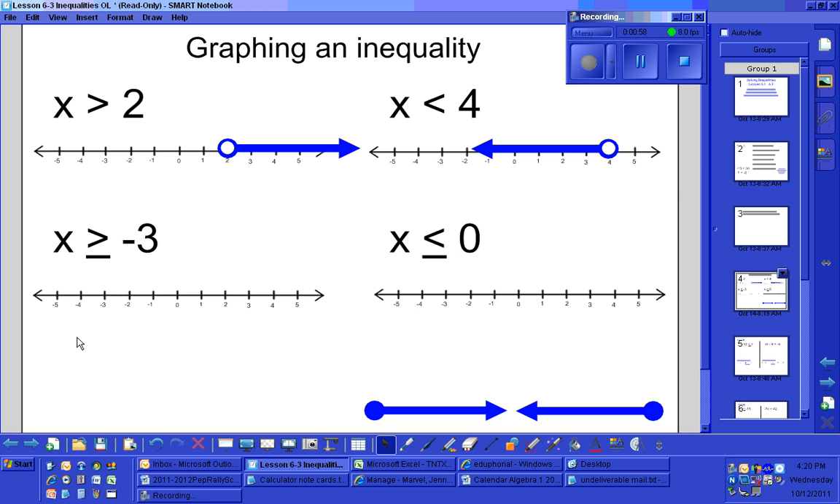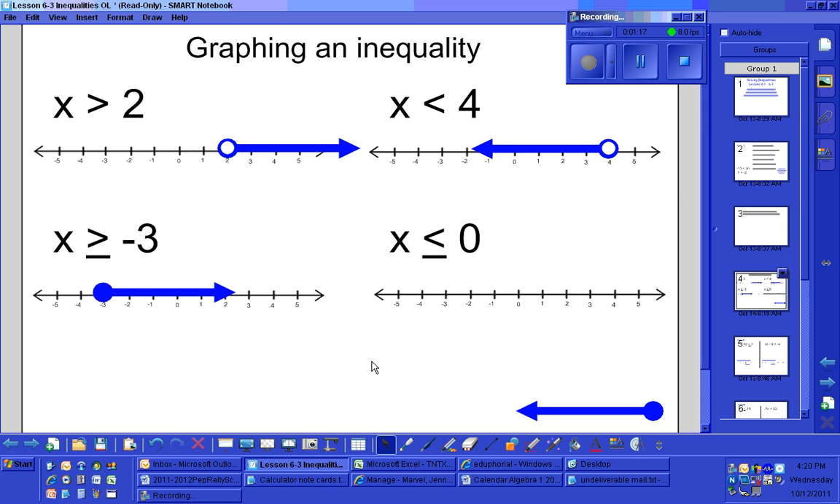To graph x is greater than or equal to -3, we'll need to use -3 as the cutoff point. Well, this time -3 is included because of the underline. -3 is equal to -3. And then we want to include all the values that are greater than -3.